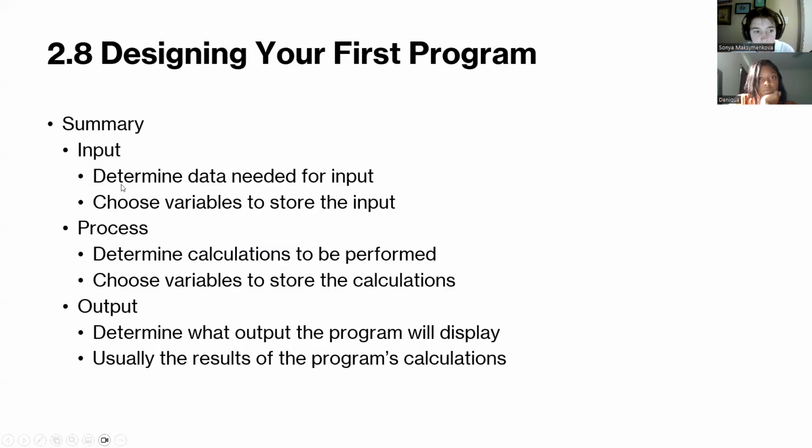All right. Yeah, the summary. So when you design your program, there are 3 things you need to do. You need to figure out what we have to ask the user, then what we have to do with the information that we got from the user, and how we want to display it back. What do we want to display to the user back? Okay. Do you have any questions?